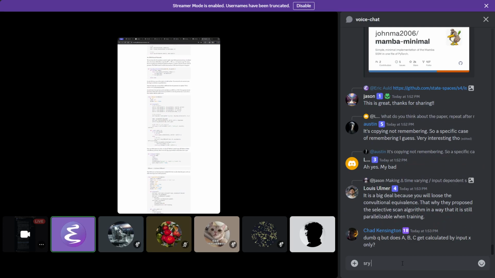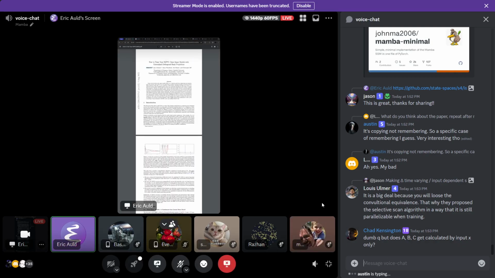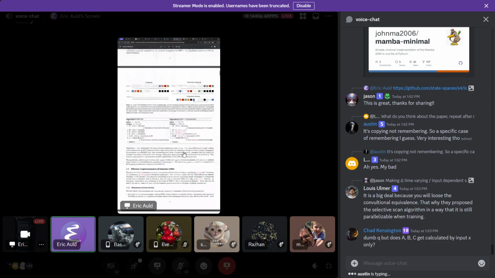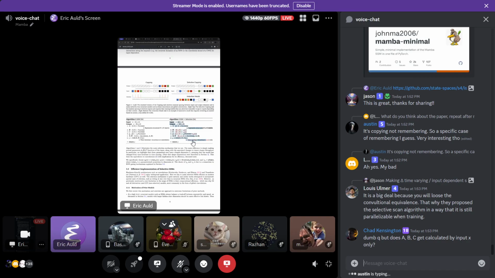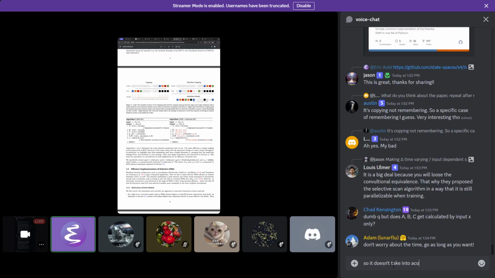Looks like we have about 6 minutes left. Dumb question, but do A, B, C get calculated by input X only? So let's go back here to the Mamba paper, and let's look at Algorithm 2. Yes, B and C get calculated from input X only. The answer is yes. They are a function of the input X, but that's a lot of things.